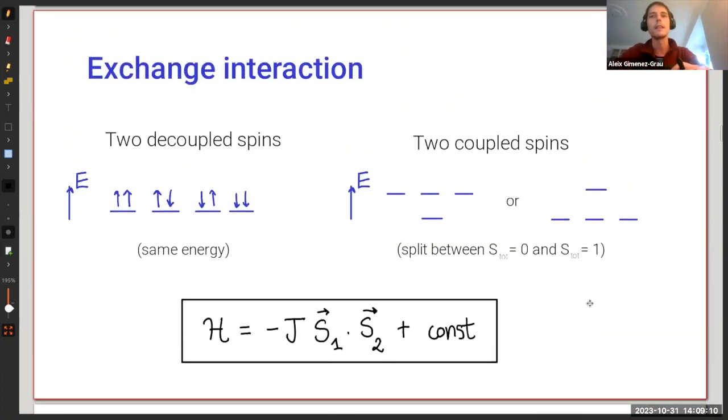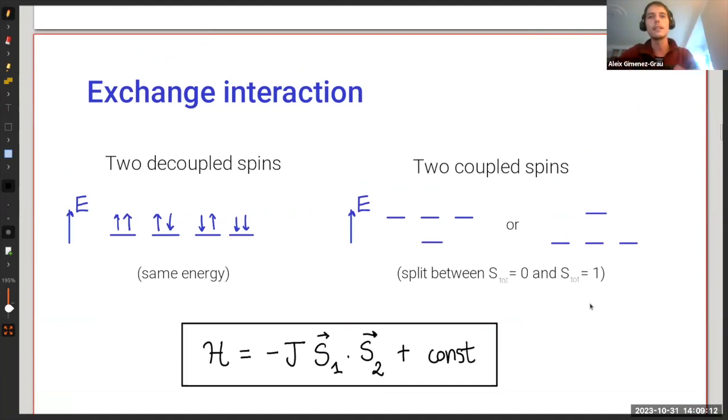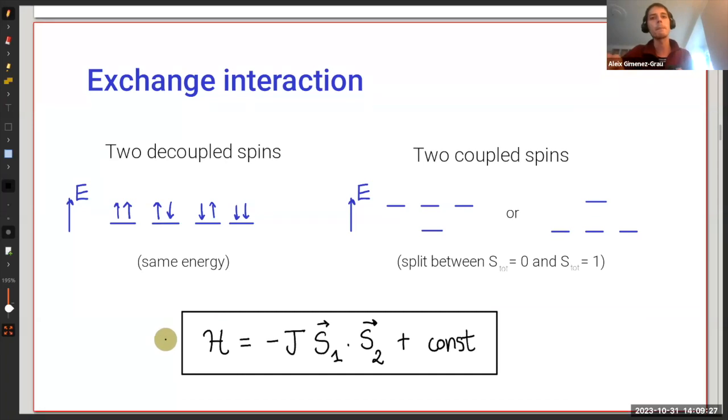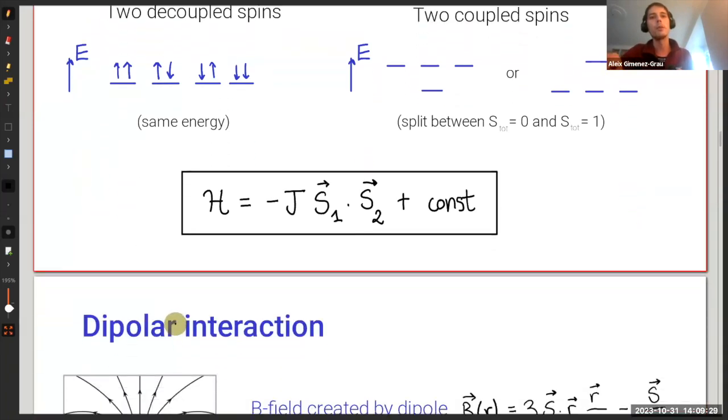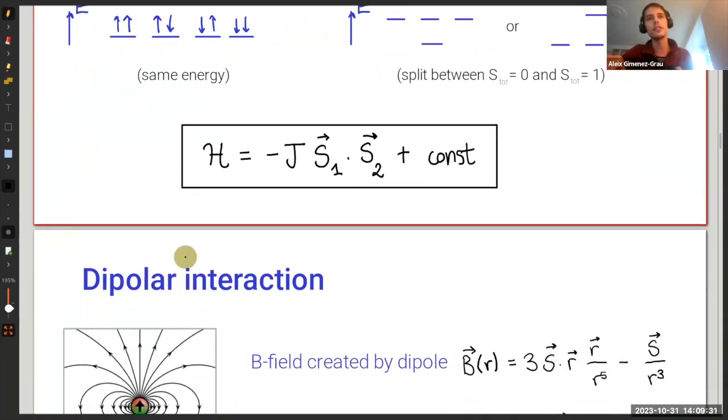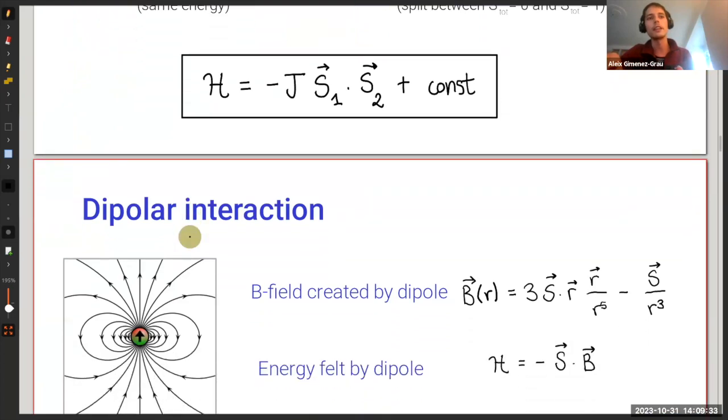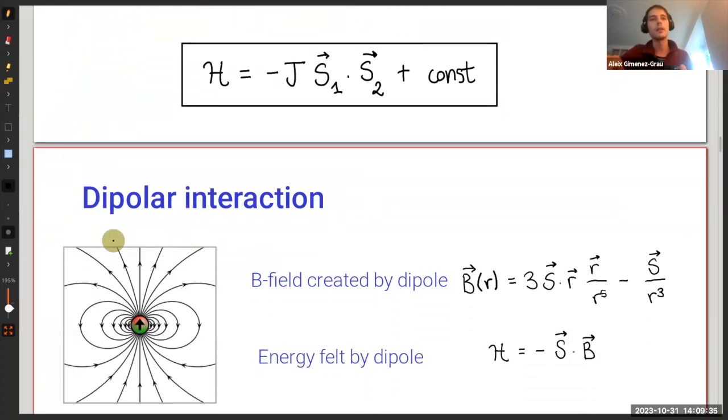Okay, and the point is that once you have this type of situation where some interactions separate the energy levels between a singlet and a triplet, you can actually model it with a Hamiltonian of this form. So that's the usual Hamiltonian that people use in the Heisenberg model. However, the whole point of this talk is to argue that this is not the only type of interaction experienced in a magnet. In particular, there are also dipolar interactions.